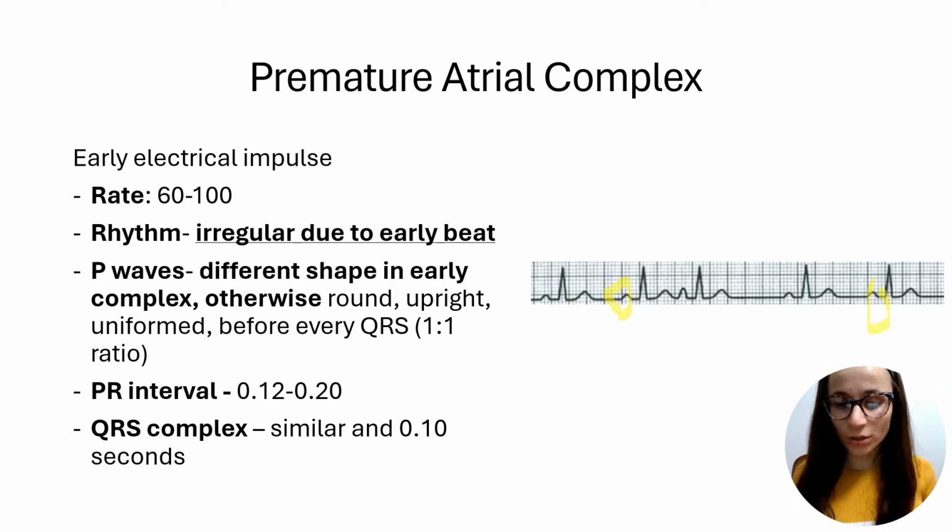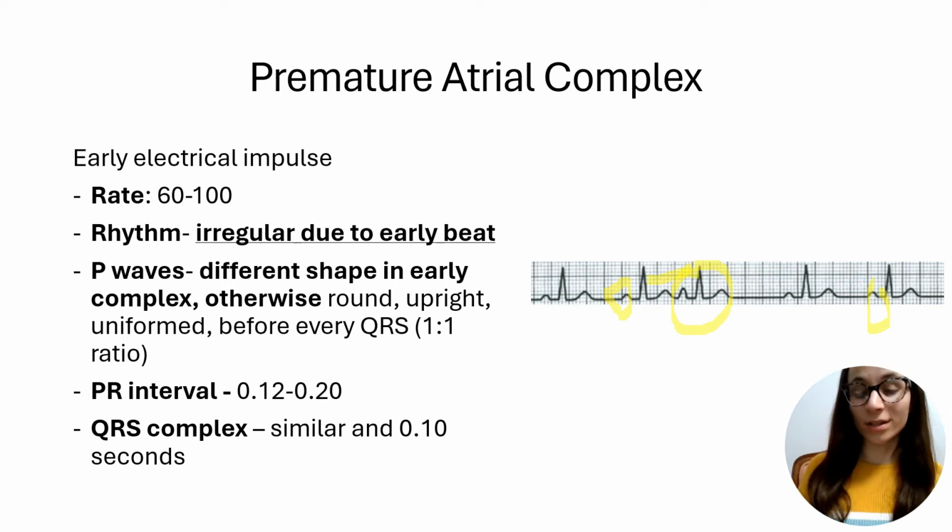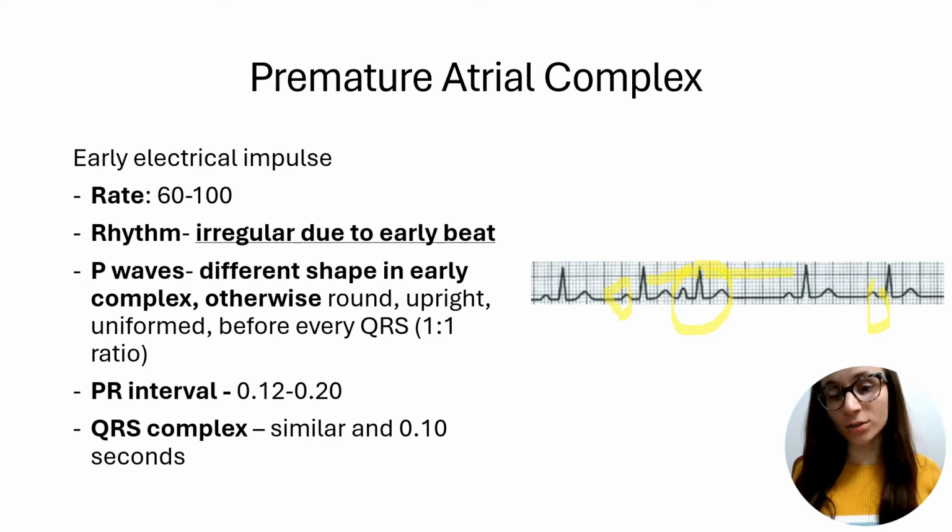But in the one that's early, this is earlier than it should come, the P wave is going to be a little different shape. But otherwise, everything is going to be regular, and obviously the rhythm is going to be irregular because it's coming earlier. The distance is going to be smaller than it should be, because really it should come somewhere over here, but it came over here instead. So it's a premature atrial complex.